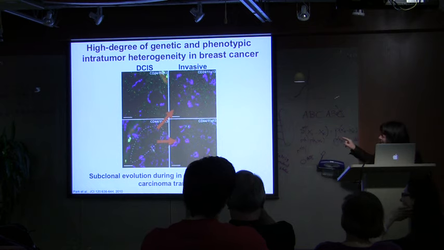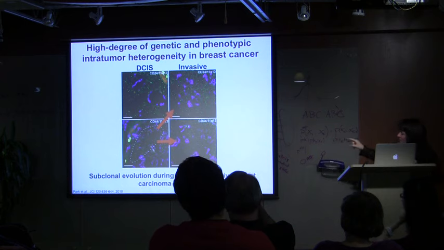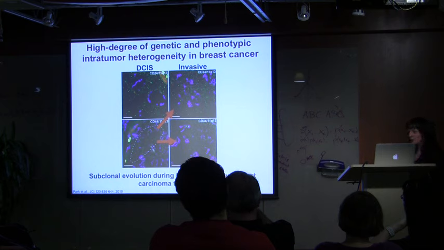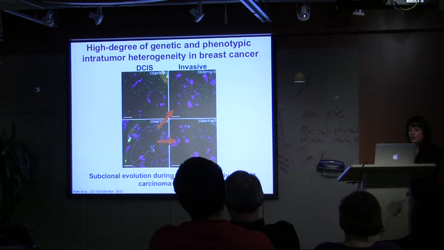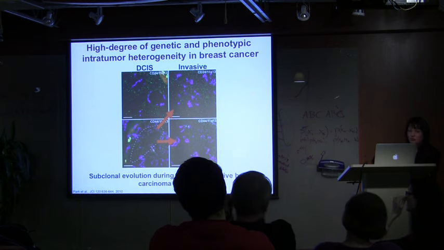So in this early study, we looked at the progression of DCIS to invasive cancer. DCIS is ductal carcinoma in situ. It's an early stage cancer. In the breast you have the milk duct. Cancer starts usually in the duct, and when it's still growing inside the duct, so it's not invading the surrounding tissue, it's called intraductal carcinoma or ductal carcinoma in situ.